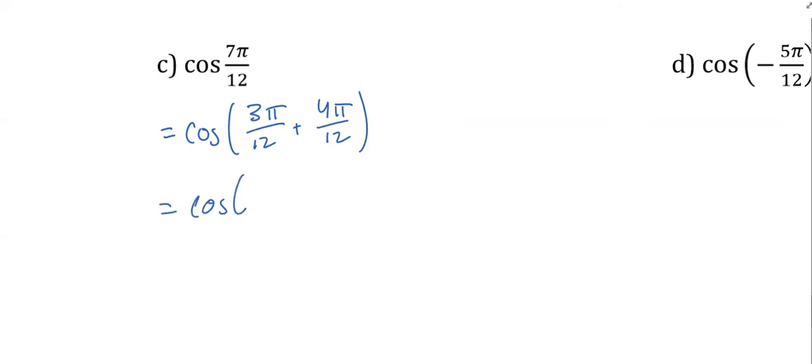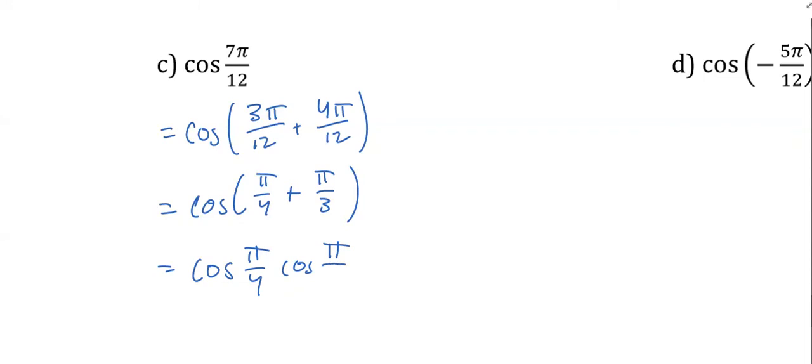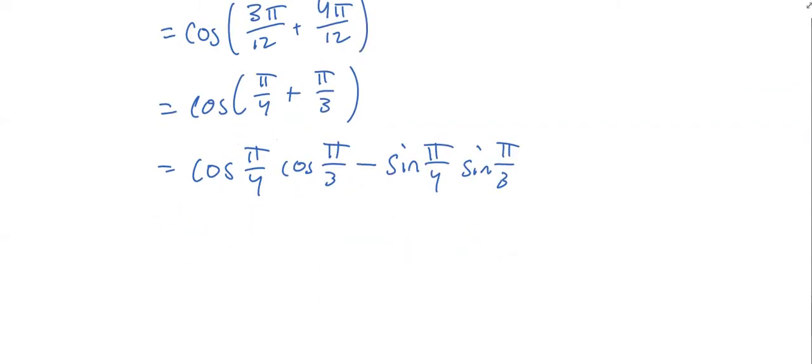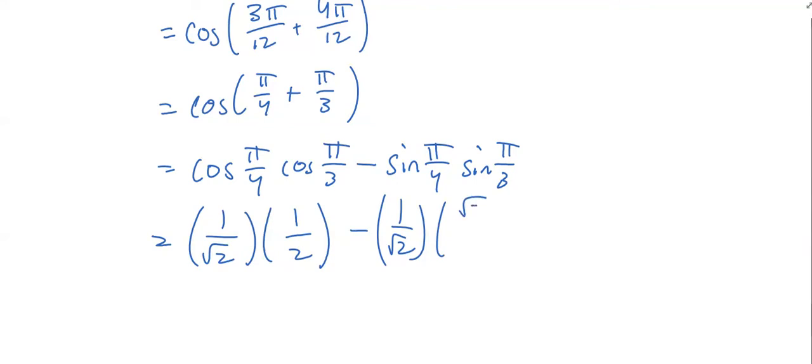And this is cos of pi by 4 plus pi by 3. Right? Let me reduce it. So that's cos A cos B minus sine A, careful of that, sine B. Right? I'm adding this time. So then the formula says I'm subtracting on the other side. So that is 1 over root 2 times a half, minus 1 over root 2 times root 3 over 2. 1 minus root 3 over 2 root 2.